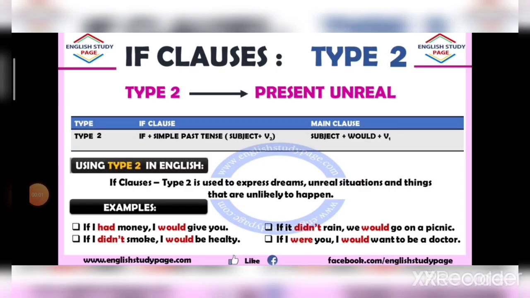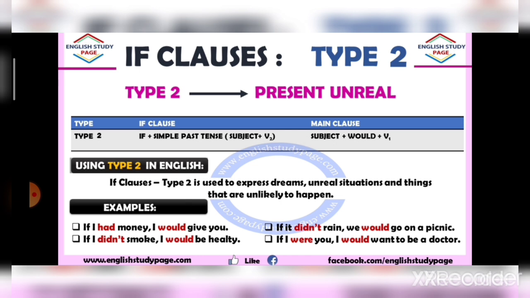Let us learn about type 2 conditional clause. This type of conditional clause is used to express dreams, unreal situations and things that are unlikely to happen. That means this is an uncertain or unlikely condition, and it uses the past tense in the if clause even though it is not about something in the past, and it also uses would, which is the past tense form of will, in the main clause.